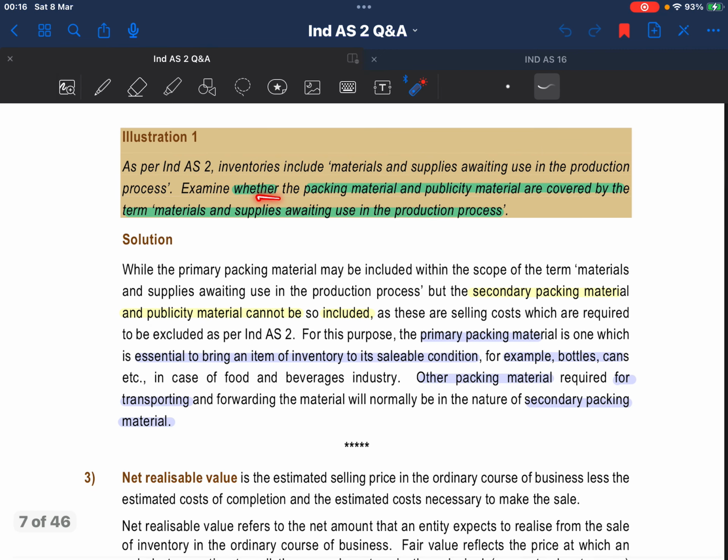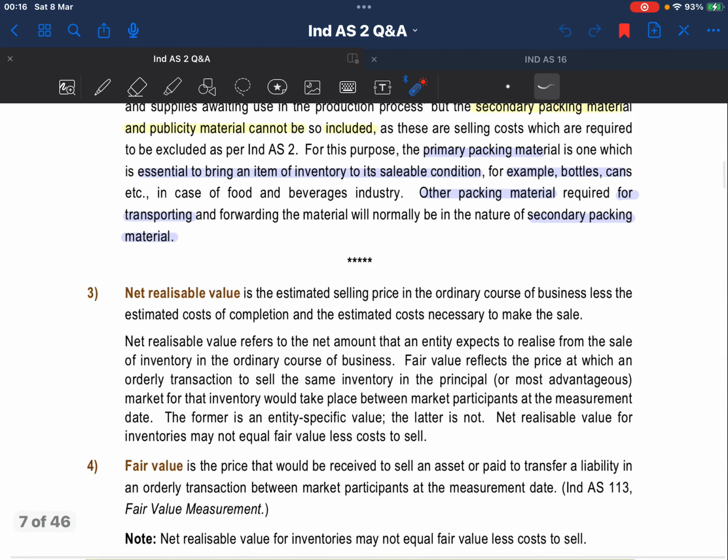Illustration 1. Whether packaging material and publicity material are covered by the term materials and supplies awaiting use in the production process. Secondary packaging material and publicity material cannot be included. Primary packaging material essential to bring an item of inventory to its saleable condition, for example bottles, cans, etc. Other packing material for transportation is in the nature of secondary packing material.